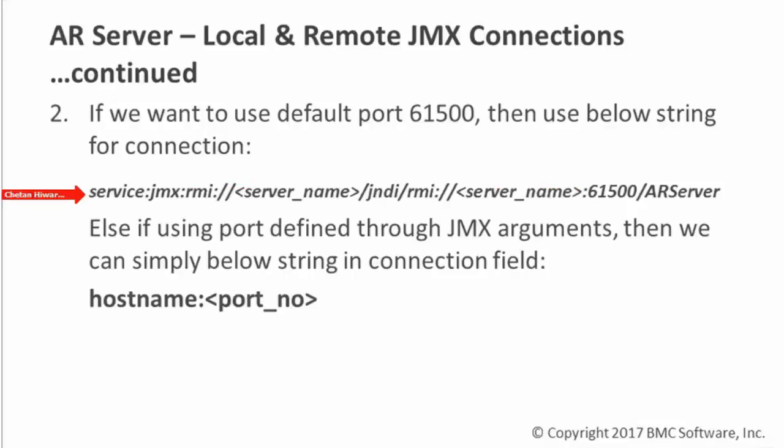So use this connection string if you are going to connect through the default port 61500. Otherwise, if you are using your own port which you have defined in the JVM argument, then the connection string will be simple, like the host name and the port number.